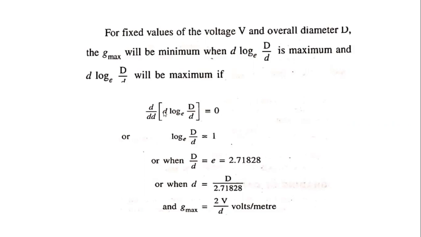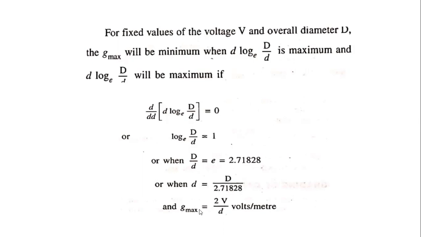What is the differentiation? Differentiating d with respect to d gives 1, and for the log_e(D/d) term we get 1. It is equal to 0 when D/d is equal to e. Therefore, what is the e power minus 1 value? That is 2.718. Therefore, small d is equal to capital D by 2.718.